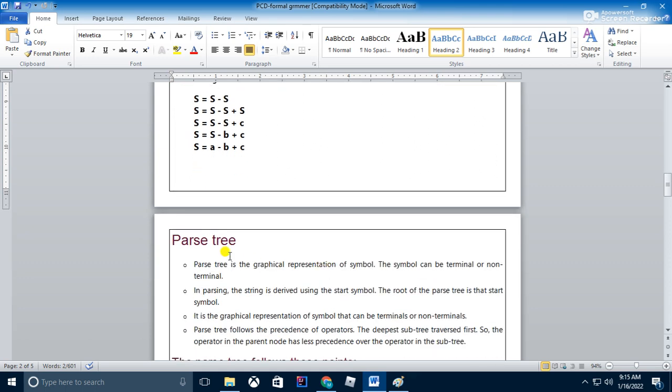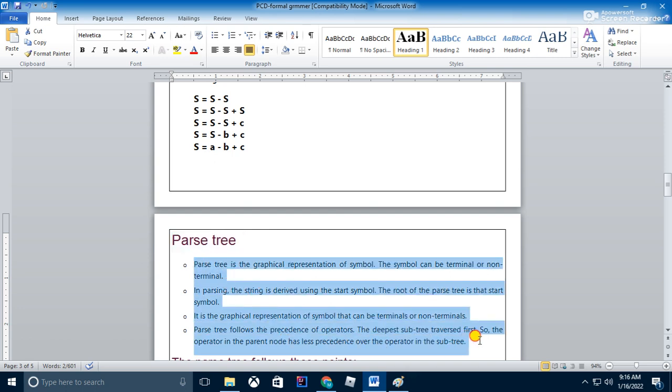Now coming to the next terminology which we are going to discuss in our formal grammar, like parse tree. So, what is parse tree? We are going to discuss different definitions of the parse tree, and based on those different definitions we are going to try to understand what is the meaning of parse tree. Okay, now what is parse tree?